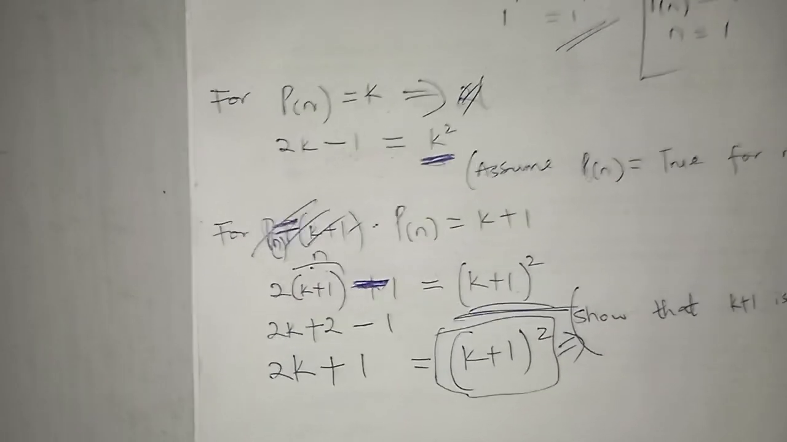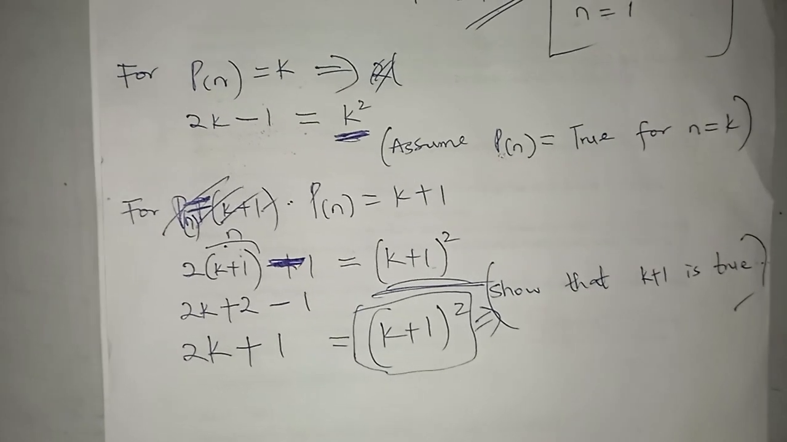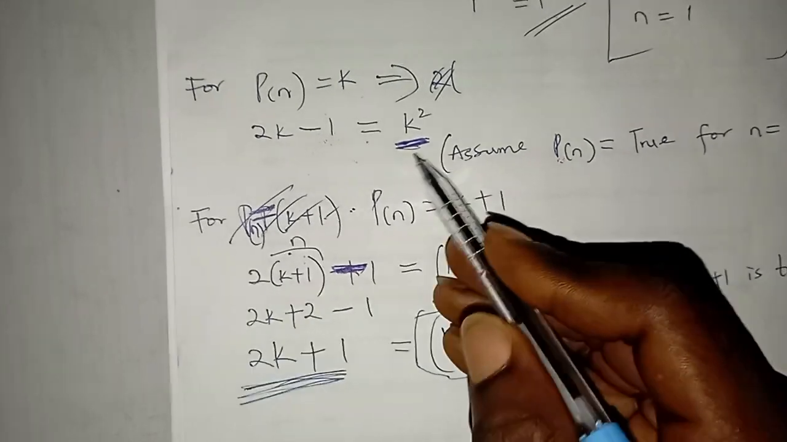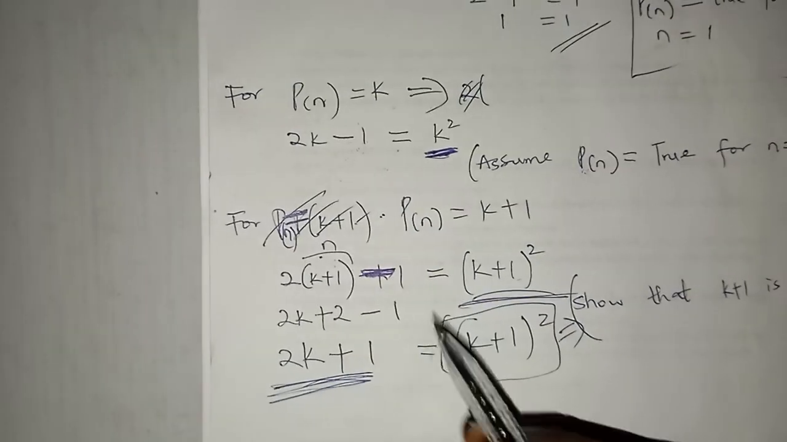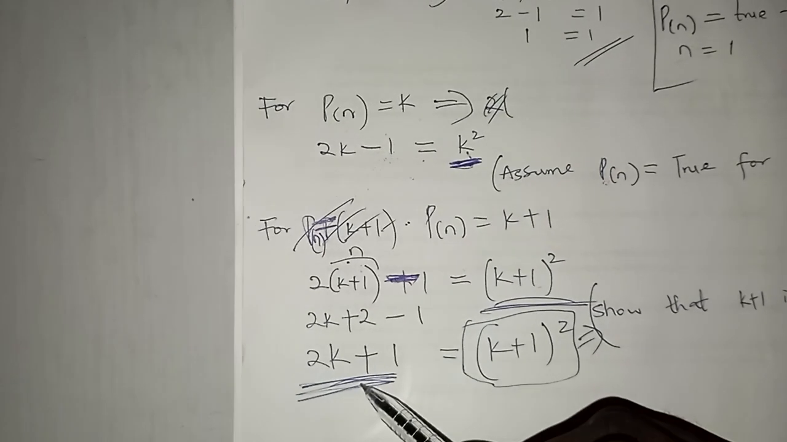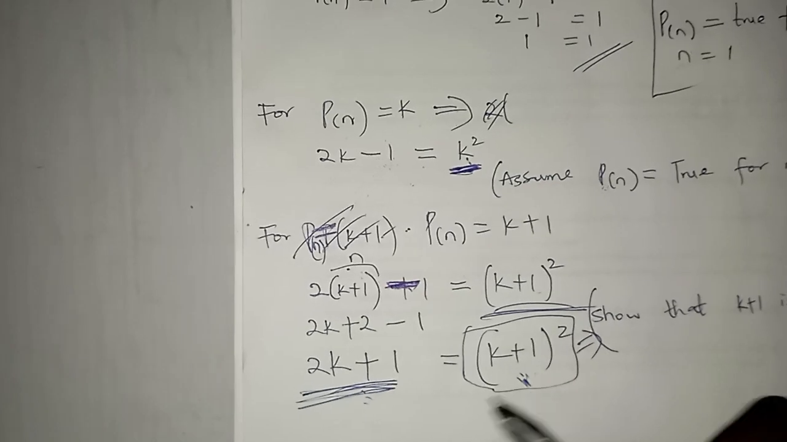So we show that k plus 1 is true. What do we use in showing it? We will use the k plus 1 term and k. So this is saying I have 3. The next term is this one. And the next term gave me this. So I need to prove this is true.